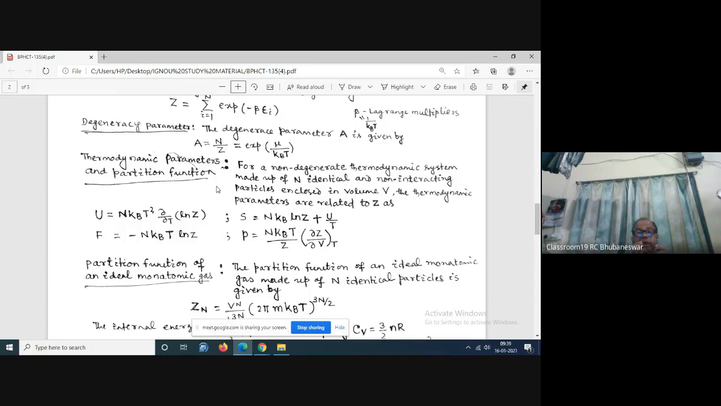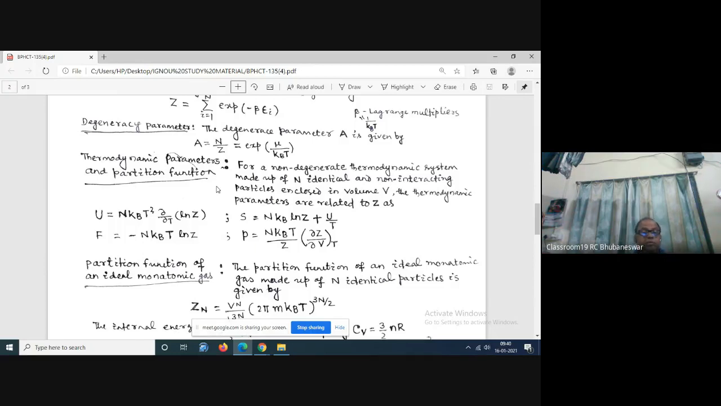So for a non-degenerate thermodynamical system, the system cannot be repeated. Non-degenerate means it cannot be generated again. So a non-degenerate thermodynamical system is made up of n identical and non-interacting particles. They are identical, but they do not interact with each other. They are enclosed in volume V.